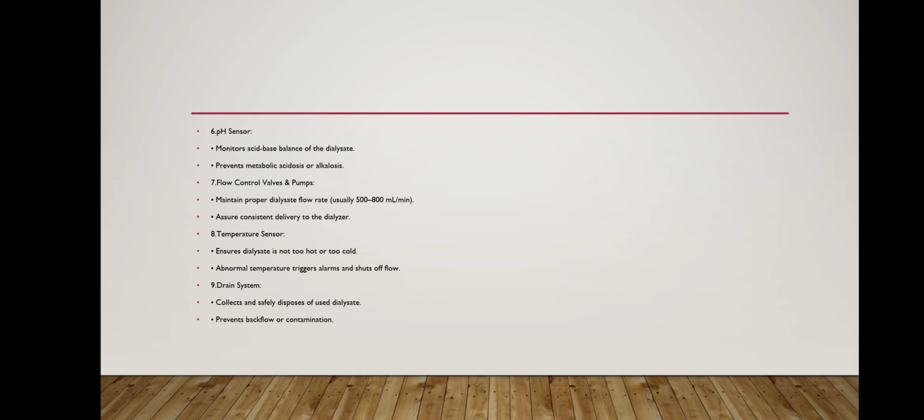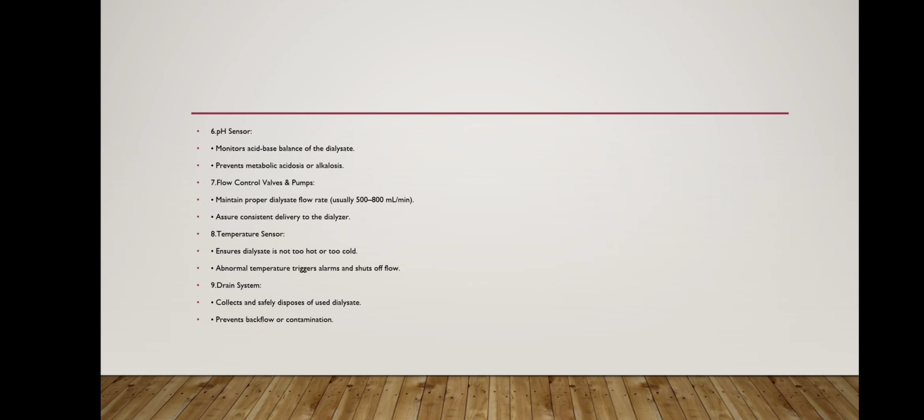Then the pH sensor monitors the acid-base balance of the dialysate and prevents metabolic acidosis or alkalosis. Flow control valves and pumps maintain the proper dialysate flow, usually 500 to 800 ml per minute. It assures consistent delivery to the dialyzer.